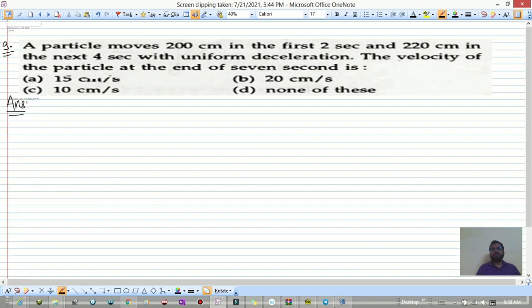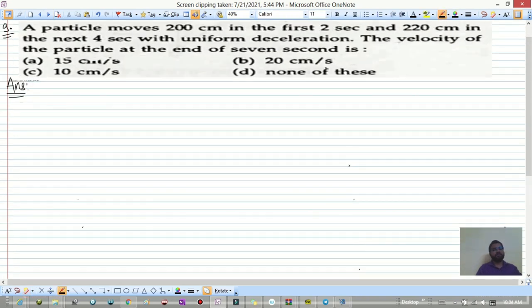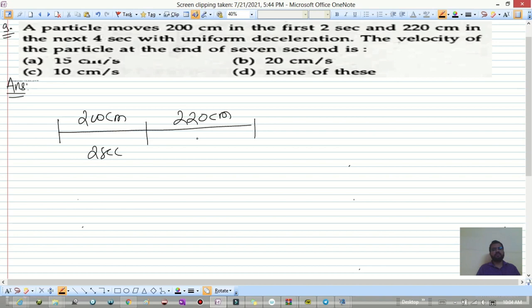Okay, so next question. It is given a particle moves 200 centimeter in the first 2 seconds and 220 centimeter in the next 4 seconds. With uniform deceleration, the velocity of the particle at the end of the 7 seconds is, now the answers are given in CGS, so I'll solve everything in CGS. So it is 200 centimeter in the first 2 seconds and 220 centimeter in the next 4 seconds.